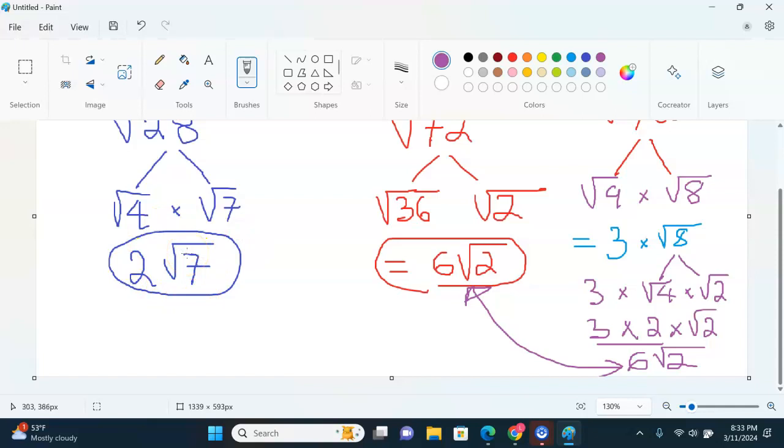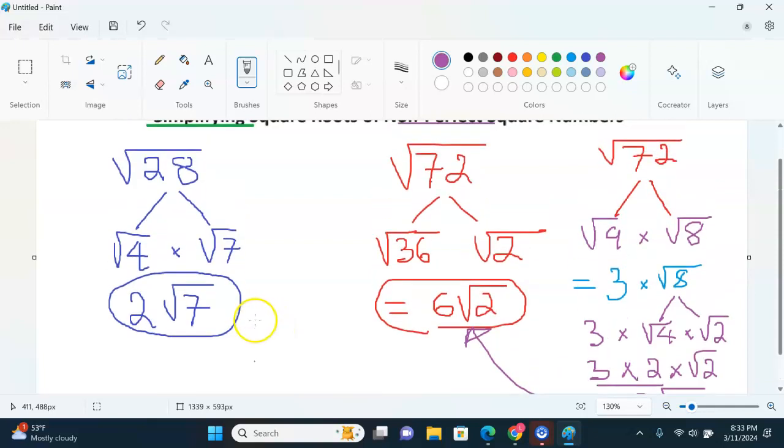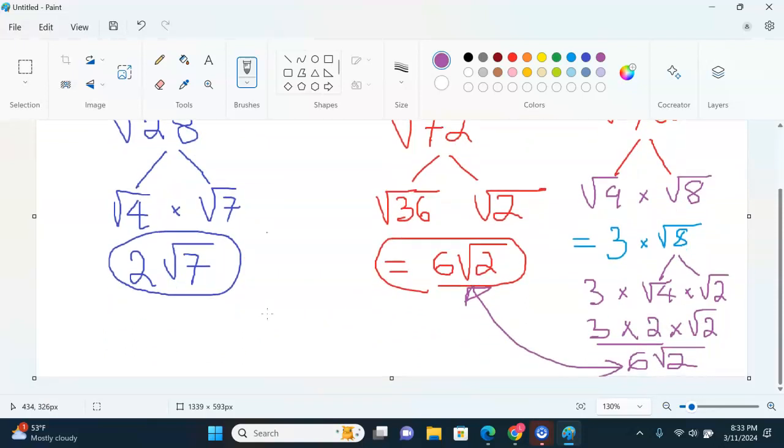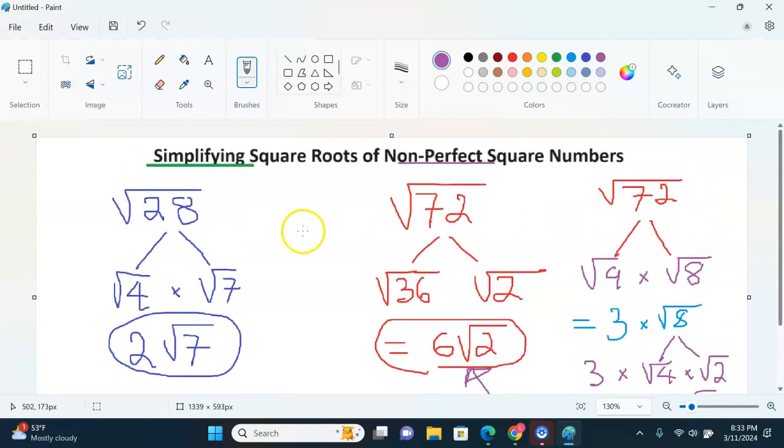Alright, so right now I'm going to have you do the classwork activity on your own. Use the notes that you just took from this video to assist you, and hopefully you'll be familiar with how to simplify the square root of a non-perfect square number before we move on to lesson 9.2, which is on the Pythagorean theorem.